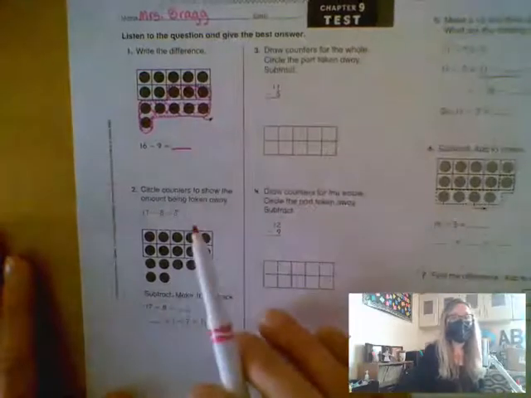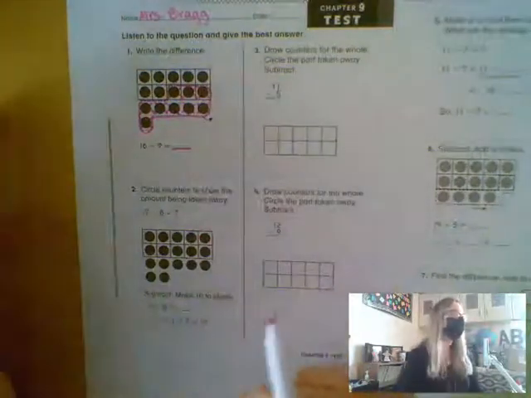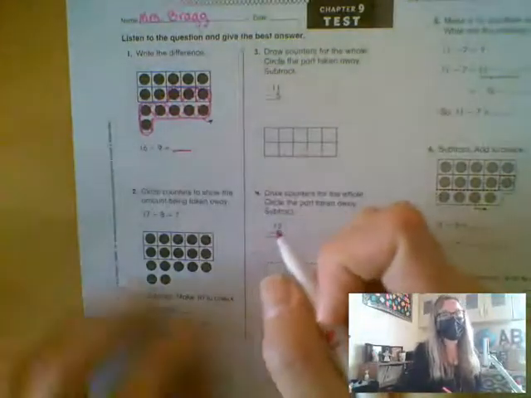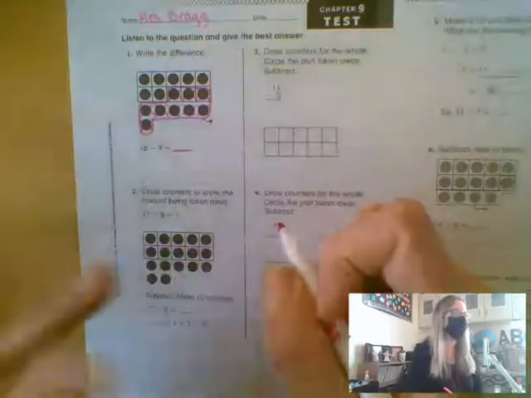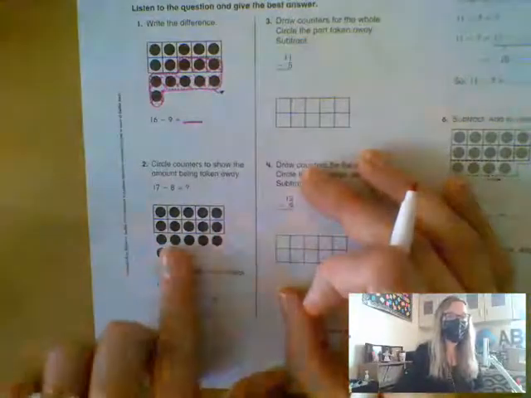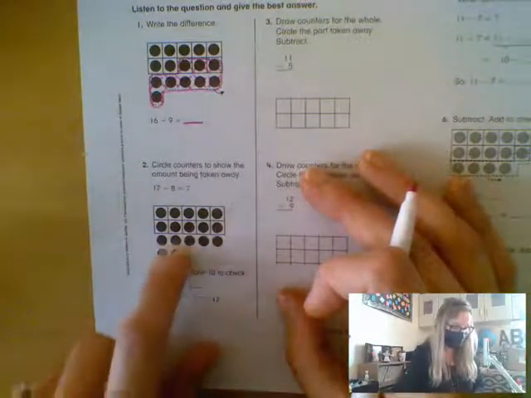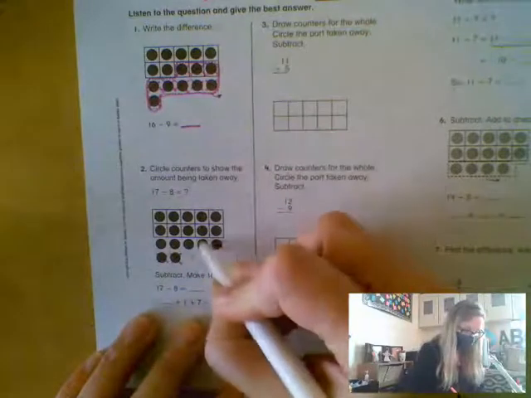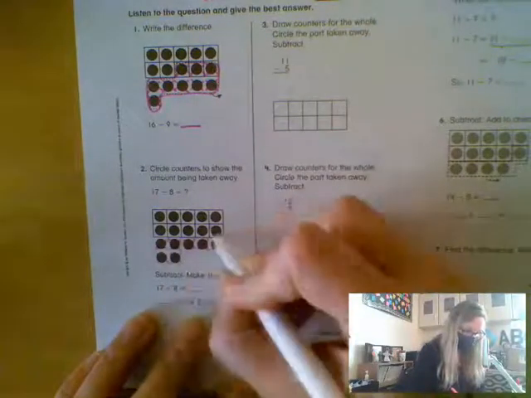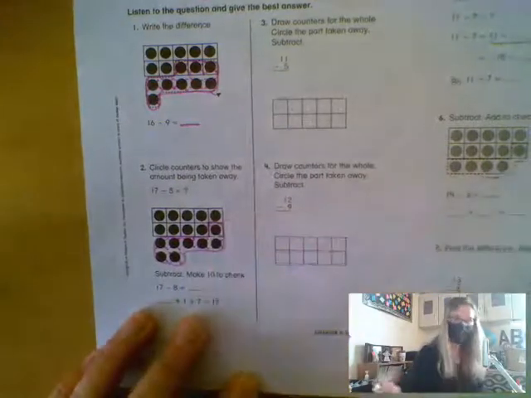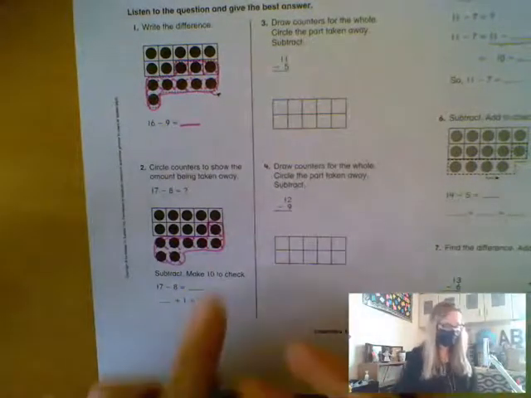Okay, for number 2, it says circle counters to show the amount being taken away. And again, if you'd rather cross them off, you know I'm fine with that. If you want to cross them off and then circle them so that you're still following directions, that's cool too. So it says 17 take away 8. So there are 17 counters here. We have our full 10 frame, which is 10, plus 7 more. You need to take away 8, okay? So you can cross them off. 1, 2, 3, 4, 5, 6, 7, 8. And then circle them if you want to be a direction follower. So you've got your 8 that you're taking away. Now tell me how many are left.